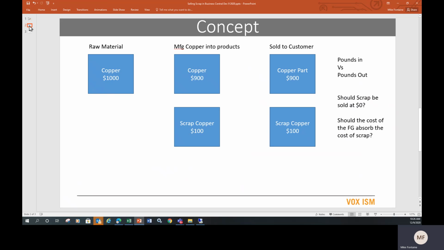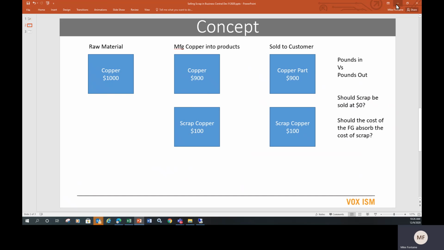And so therefore, should you be including the cost of the scrap into the finished good, or should it be siphoned out and separated so that we can manage profitability of the scrap metal to multiple customers? There's also a need typically to capture the pounds in and pounds out so that no product is lost when it comes to something expensive like copper.